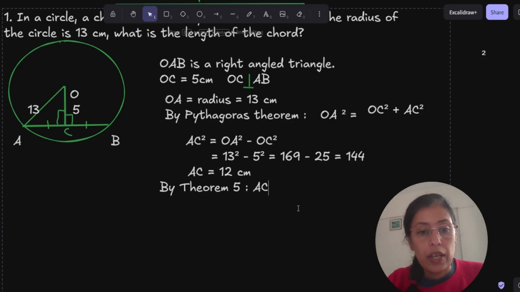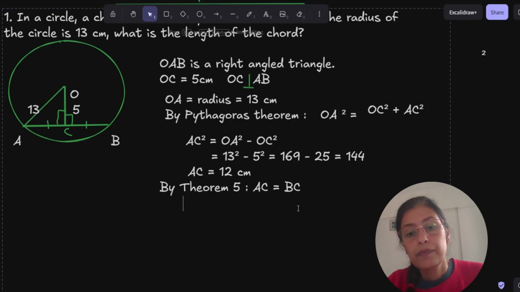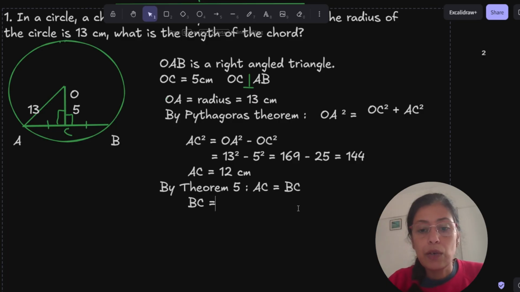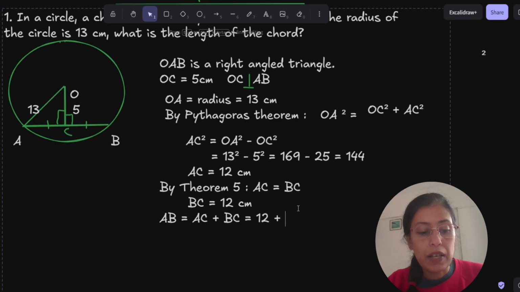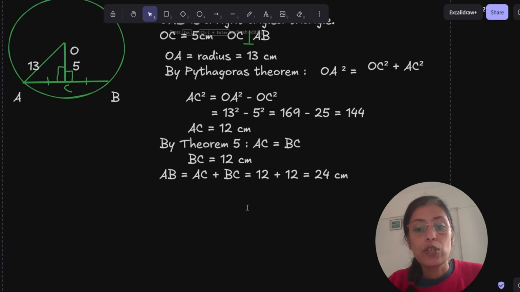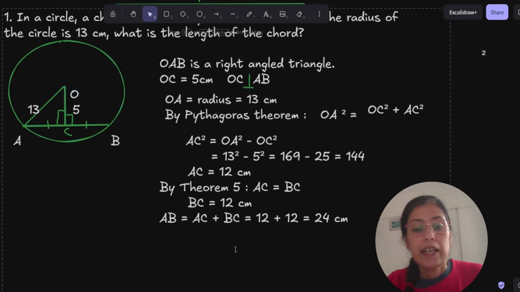Okay, so AC is equal to BC. So this means BC is equal to 12 centimeter. Now this chord AB is the sum of AC and BC. So this is 12 centimeter plus 12 centimeter. So it should be 24 centimeter. So length of the chord is going to be 24 centimeter. This completes our question 1.